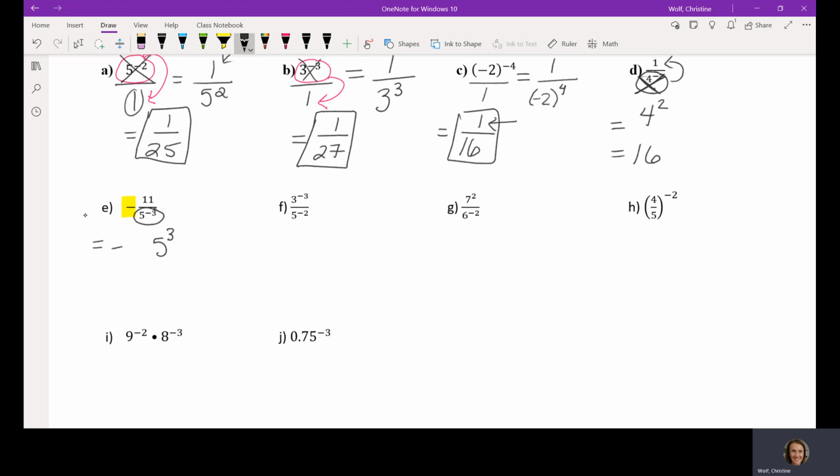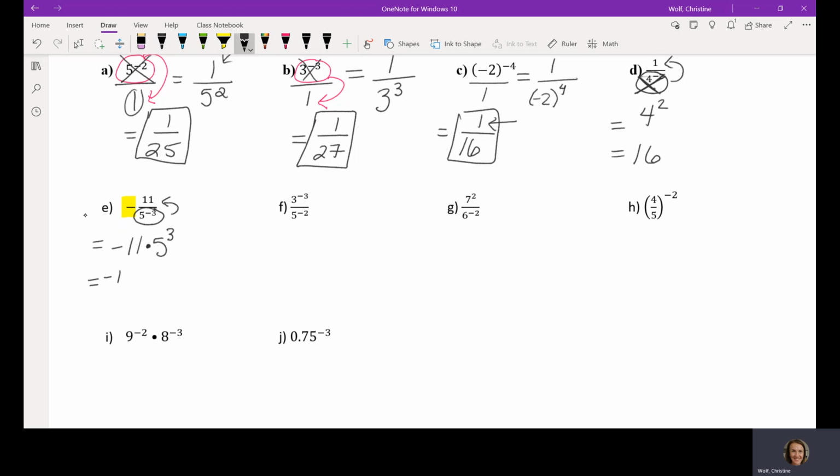So that 11 is actually still up there beside the 5 now. So we just bring up the 5. It is now side by side with that 11. I'll repeat that again. The 11 does not have a negative exponent. It does not have to move. Just the 5 has to move.